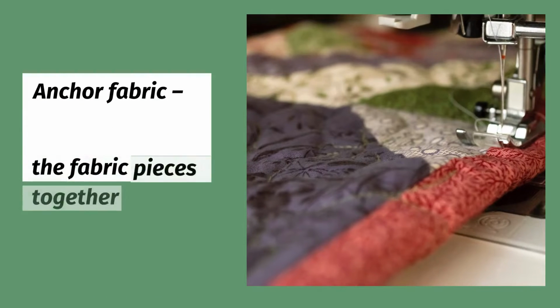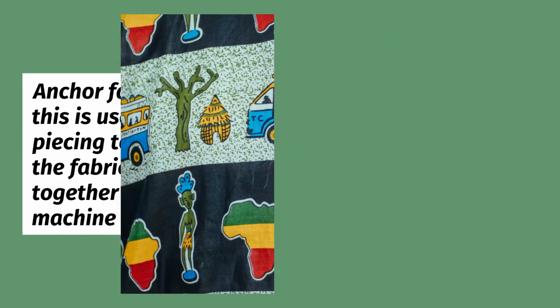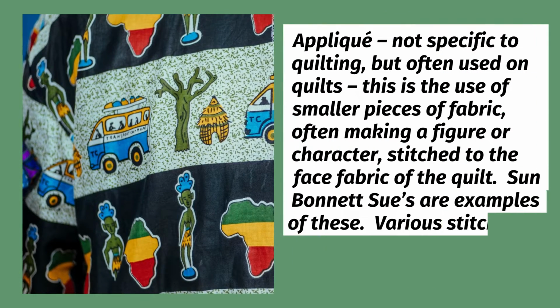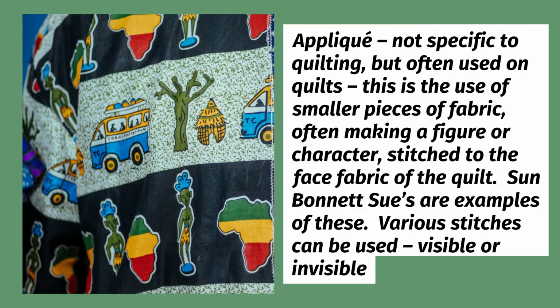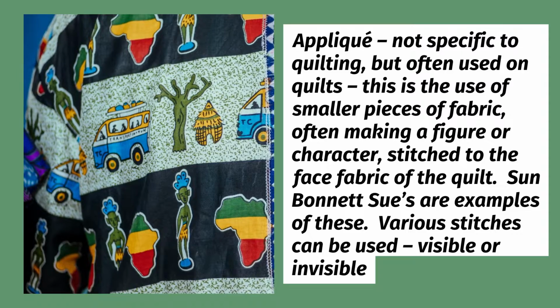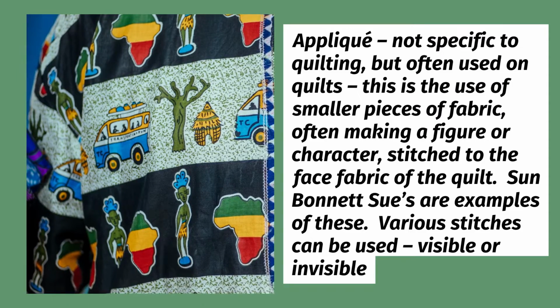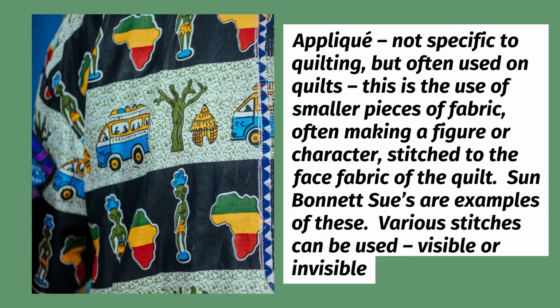Anchor fabric is used when piecing to hold the fabric pieces together when machine piecing. Applique, not specific to quilting but often used on quilts, is the use of smaller pieces of fabric, often making a figure or character, stitched to the face fabric of the quilt. Sunbonnet Sues are examples of these. Various stitches can be used, visible or invisible.